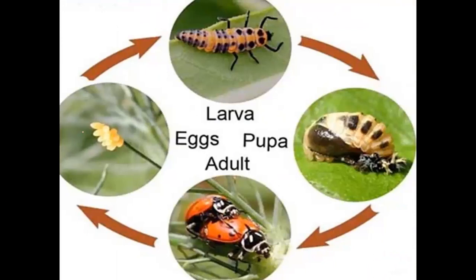Now here I am showing you a different picture about this holometabolous. Here this beetle laid eggs, yellow in color, laid by what is known as the ladybird beetle, and these are the grubs, and this is the pupa and the formation of the adult.